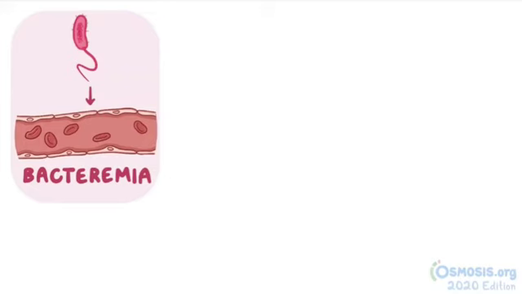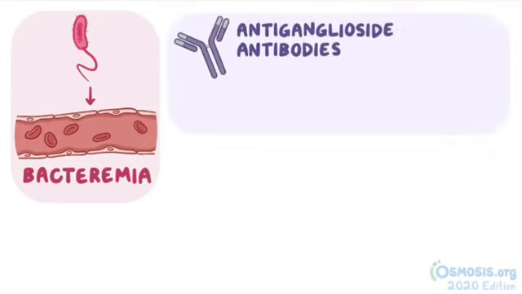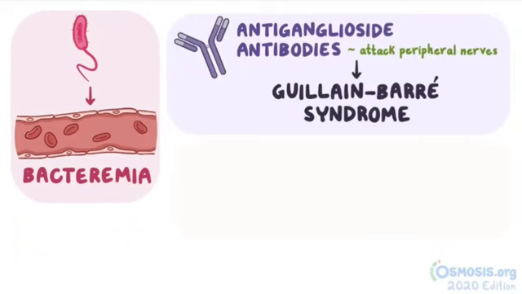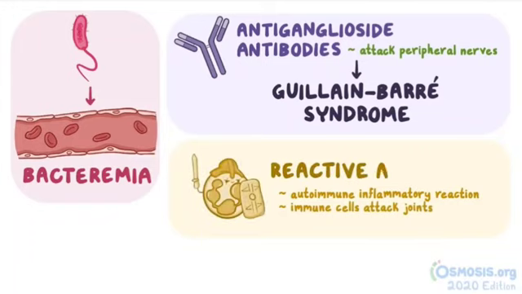The immune system may react to the presence of bacteria in the blood by making anti-ganglioside antibodies, which attack the peripheral nerves, causing Guillain-Barré syndrome, a type of paralysis. Similarly, the infection can also cause an autoimmune inflammatory reaction, where immune cells attack the joints in a condition called reactive arthritis.